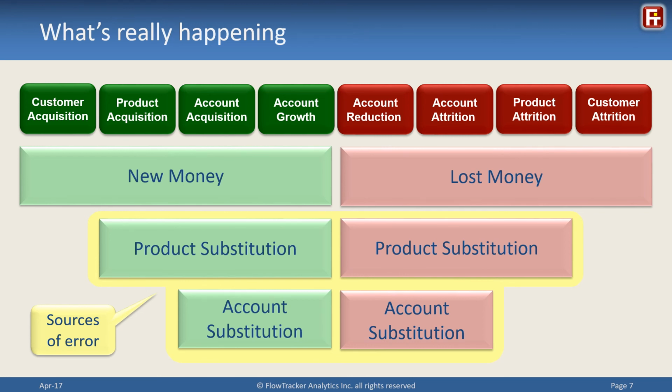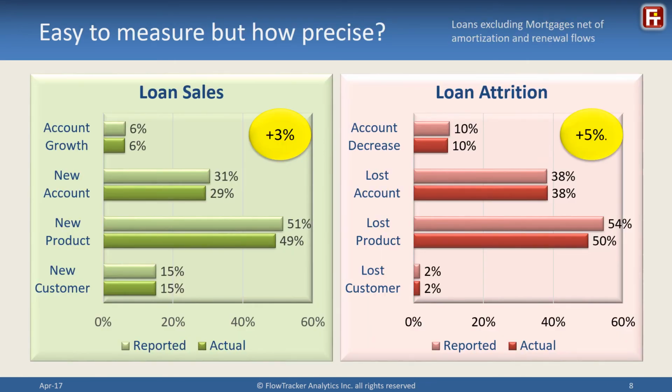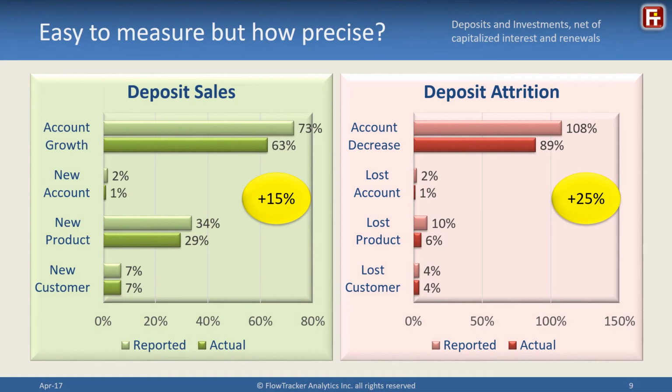The problem with those traditional metrics, all of which measure new money and lost money to some extent, is that they combine those external cash flows with product substitution and account substitution that is happening inside the bank. On the lending side of the bank, the difference between measuring cash flows and measuring account growth, new accounts, new products, and new customers is not that severe. But when we turn to the deposit side of the business, the impacts of product substitution and account substitution are significant, inflating performance metrics and analyses by 15 to 25% and even more.